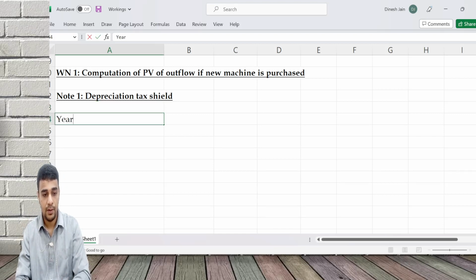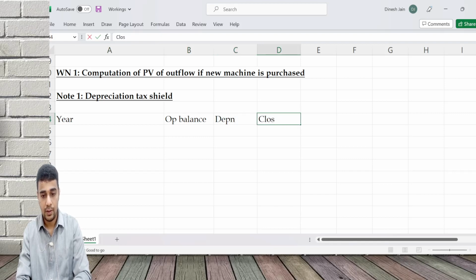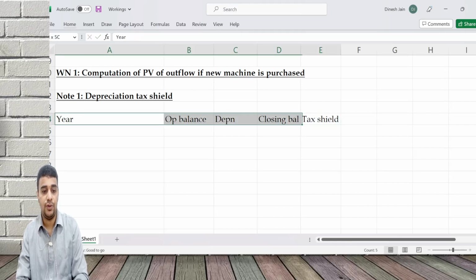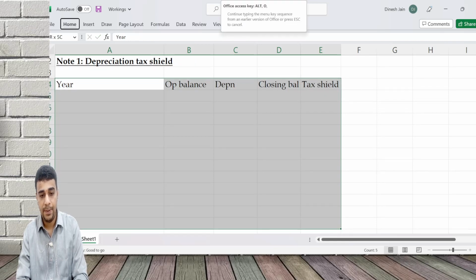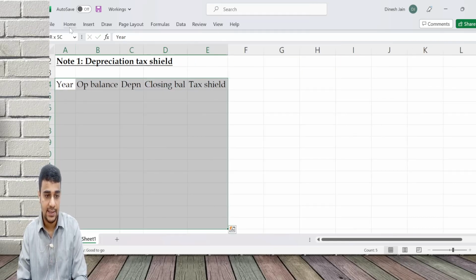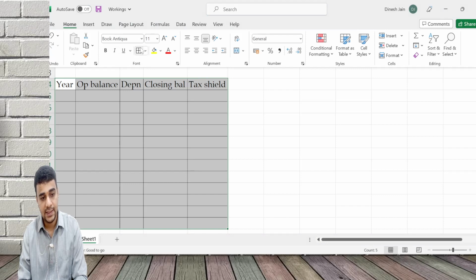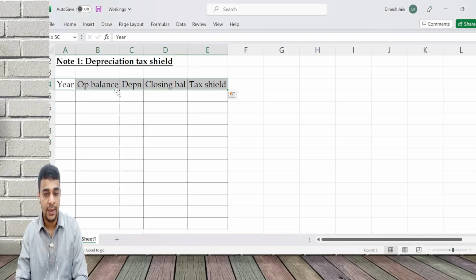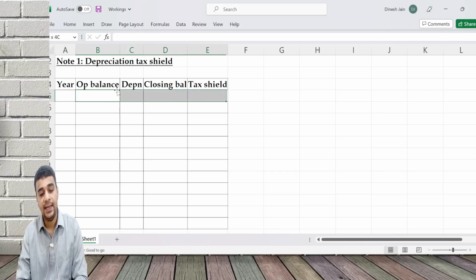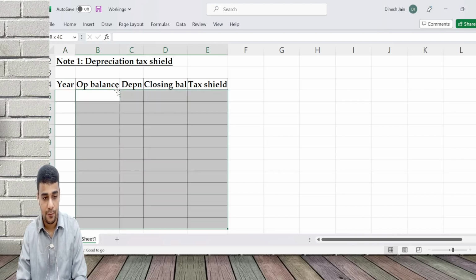Year, opening balance, depreciation, closing balance, and tax shield. What is tax shield? It is depreciation into the tax rate. Whatever is the depreciation into the tax rate is indirectly your inflow. Depreciation into the tax rate is like an inflow for us.